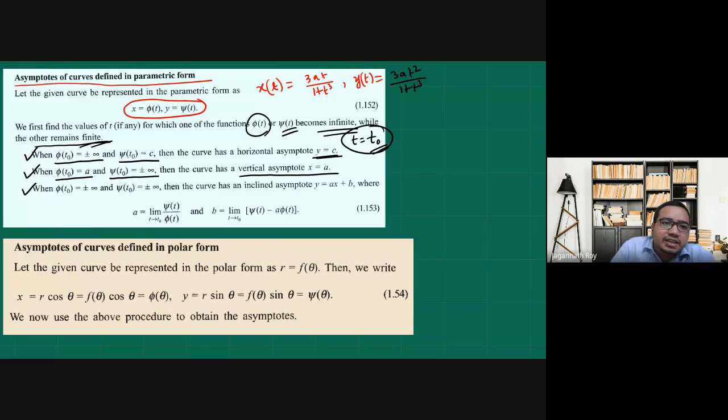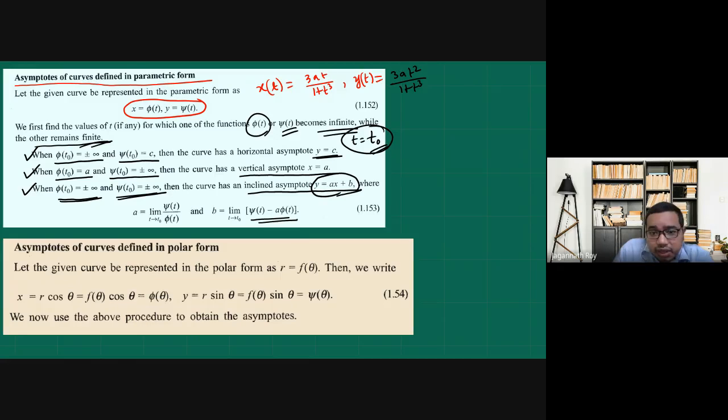Similarly, for inclined, if both of them are infinite, then we may try to find an inclined asymptote. And by defining the limits, the limits we have seen already, that earlier we have seen that f(x) by x, a was the limit of, so here it will be the ratio of the two functions. A will be the ratio of two functions, and b can be written in a similar way. Okay.